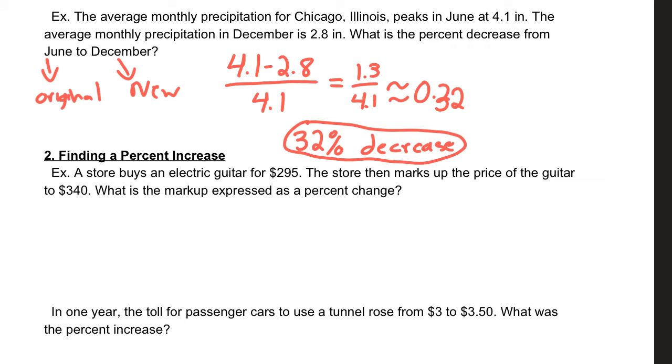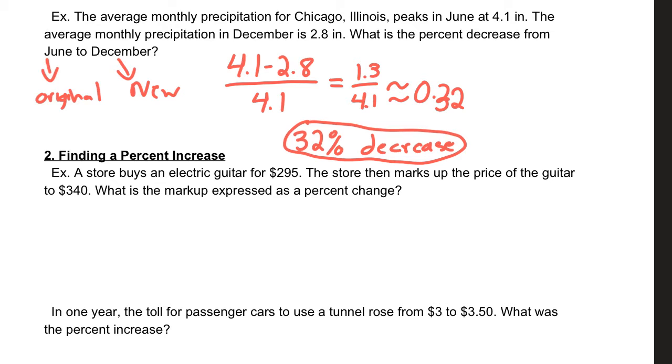Okay, so for this example, we've got to figure out what the original and the new values are. So it talks about the average monthly precipitation for Chicago, Illinois, peaks in June at 4.1 inches. The average in December is 2.8 inches. What is the percent decrease from June to December? So our original value is June, our new value is December.